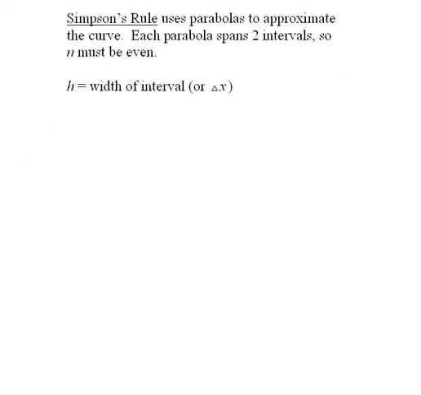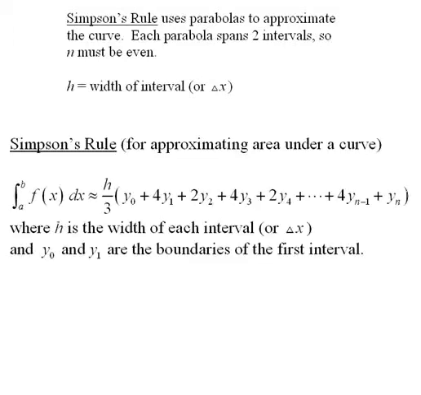Instead of rectangles or trapezoids, Simpson's rule uses the area under parabolas to approximate the area under a curve. Here's what the formula looks like, but of course we'll take a look at a derivation before we use it. Don't worry about copying it down just yet. I'll show this formula again after we derive it.